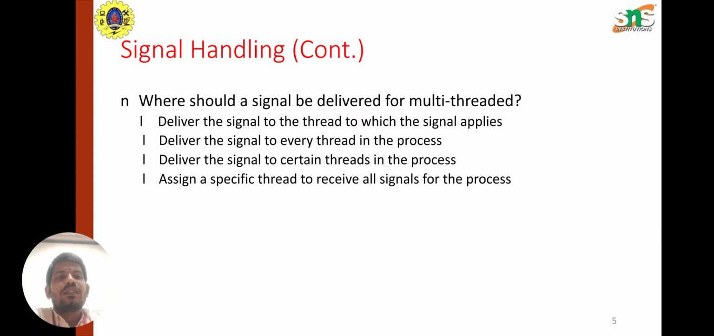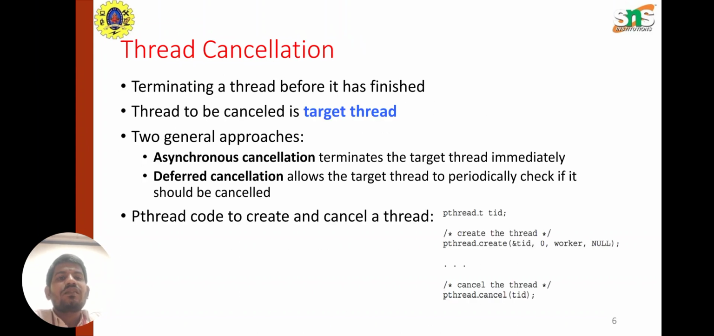For a single-threaded process, signal delivery is simple. Where should a signal be delivered for a multi-threaded process? One option is to deliver the signal to the thread to which the signal applies. Another is to deliver the signal to every thread in the process. Another is to deliver the signal to certain threads in the process. Another is to assign a specific thread to receive all signals for the process.